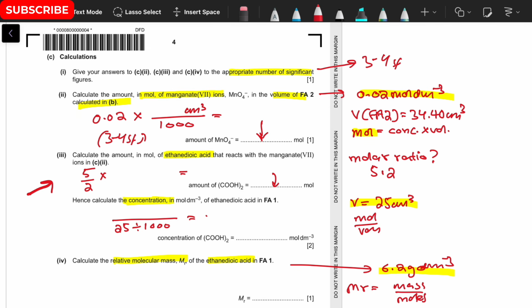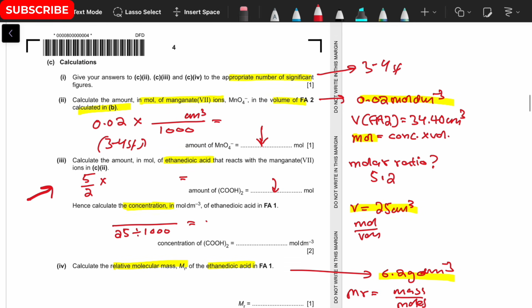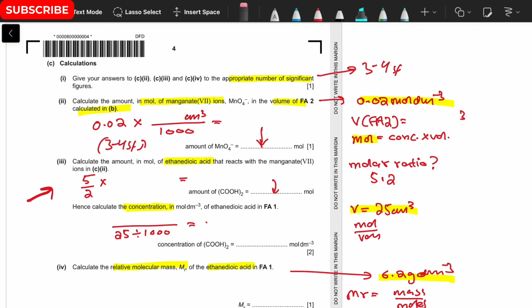The concentration that we used was 0.02 moles per decimeters cubed. And the titer volume we ended up with was 24.60 centimeters cubed. Really, we know that moles equals concentration times volume. This is our concentration. This is our volume. So all we need to do is multiply them together. But remember, 24.60 centimeters cubed is not in decimeters cubed, and that's what our concentration is in. So you need to divide by 1,000 before we multiply them together.